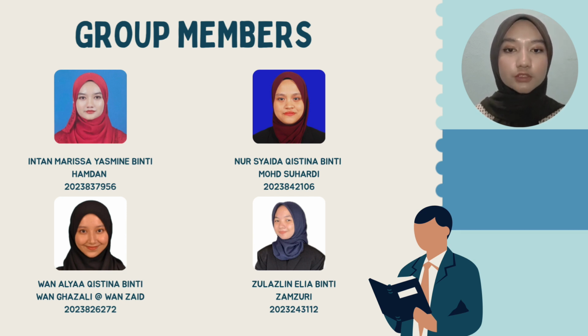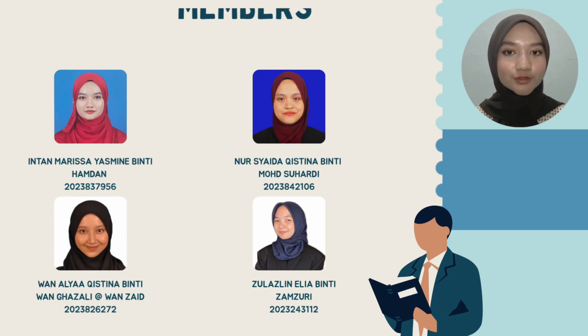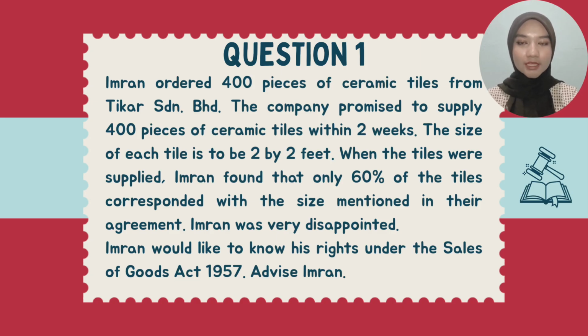Now, we would like to present about contract of sale of goods. Question 1. Imran ordered 400 pieces of ceramic tiles from Tikar Sendirian Berhad. The company promised to supply 400 pieces of ceramic tiles within 2 weeks. The size of each tile is to be 2 by 2 feet.